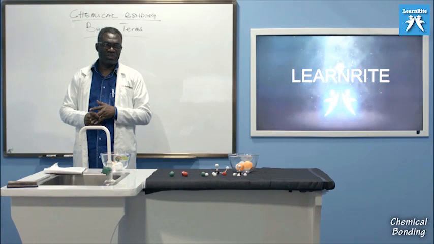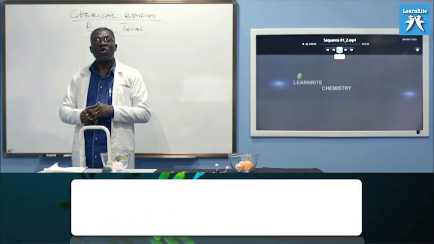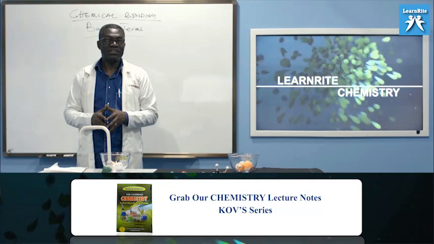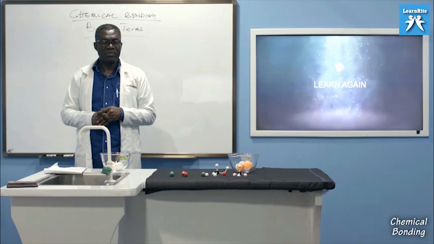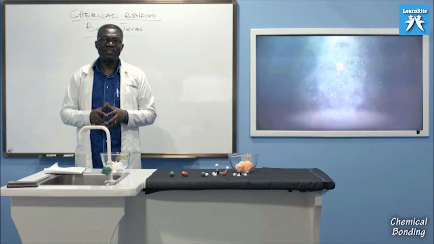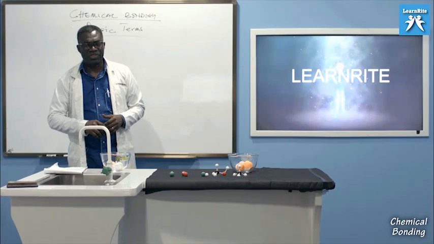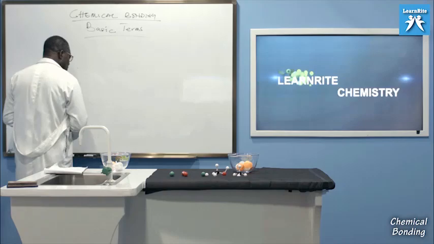The basic building units, or the basic units of all substances, of all matter, we know from the LearnRite series, is either an atom, a molecule, or what? An ion. Now today, I will illustrate some of these basic units and how they combine to form the substances before we apply them to the main study of chemical bonding. We talked about ions. I want to start with ions.